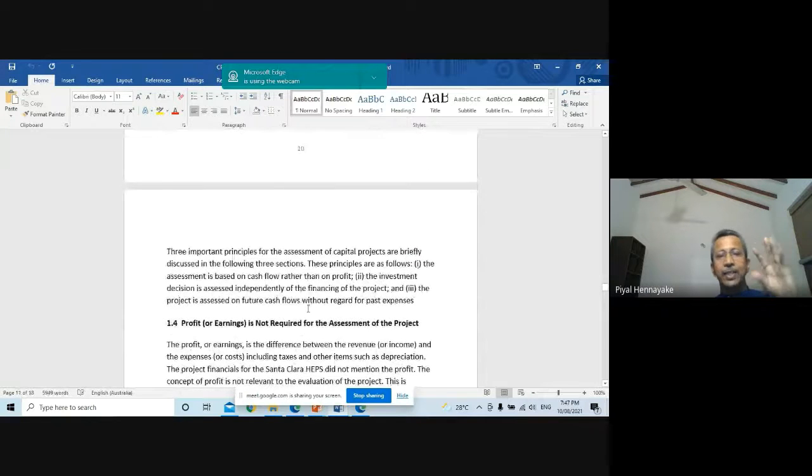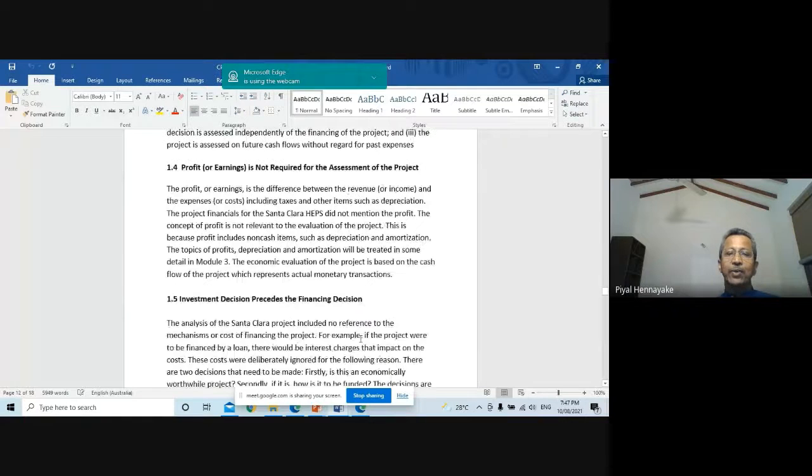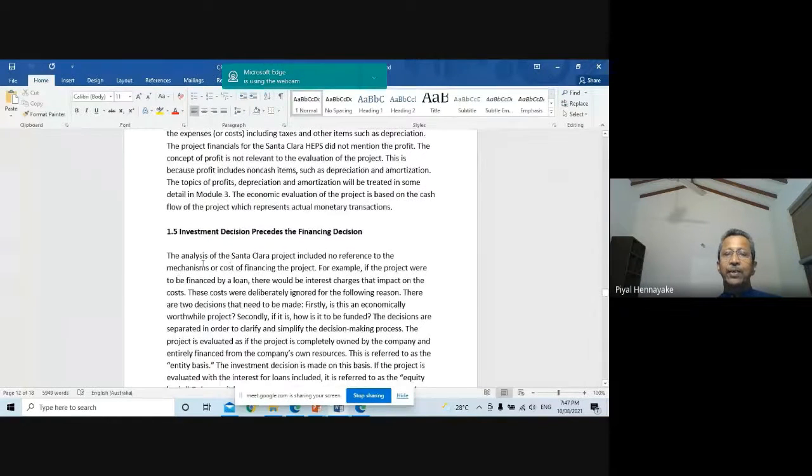Some areas we said in the cash flows, profit or earnings is not required for the assessment of the project. We are not looking at the profit. We are not looking at only the cash flows. And another point was, in the analysis of a project, we are not looking at how it is financed. Right? This is return on assets. We don't look at how much debt, how much equity. That is a secondary thing. We are looking at the project only from the return on assets. Right?